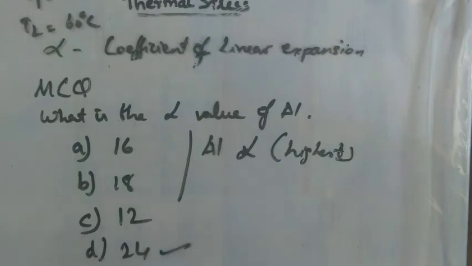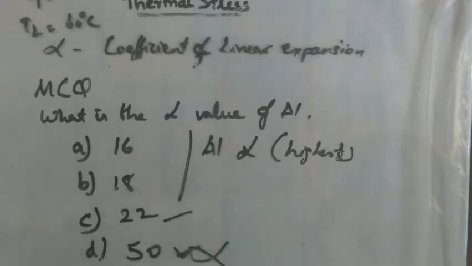But if option C is given as 24 or 22 something and D is given as 50, what will you be choosing? Don't say that you're choosing 50 because aluminum has the highest alpha value and 50 is the highest given. Then the answer becomes wrong. You'll be choosing 22. You have to know that the alpha value does not go near 50s and all. It will be going from 20 to 25 only.